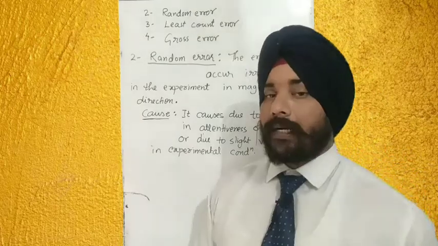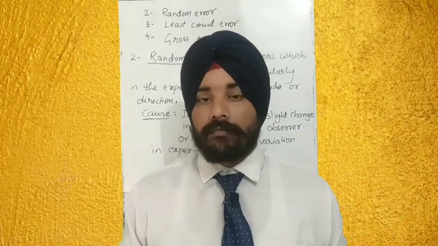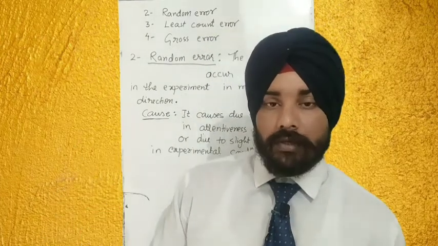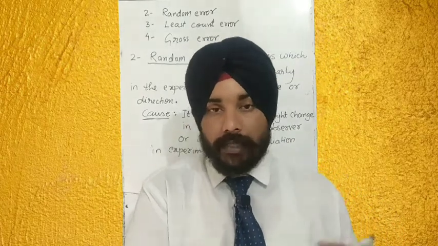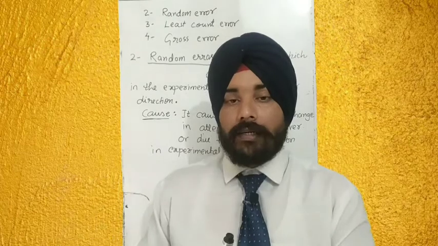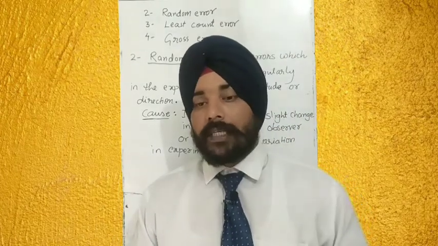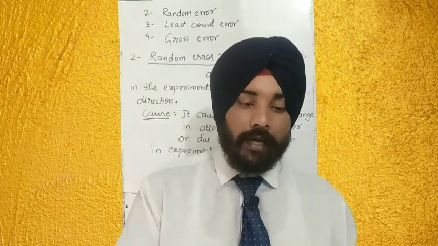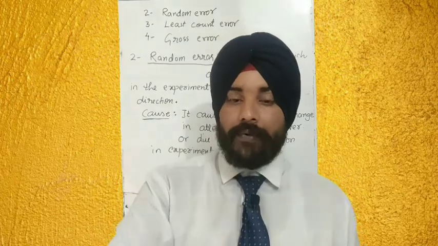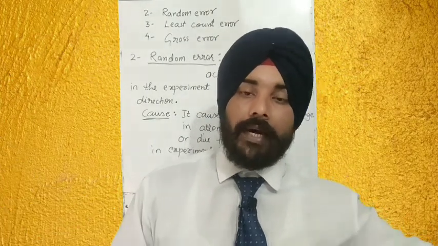Like you are doing some practical with electricity. Every time 220 volts will not come. Sometimes it will be 230 volts, sometimes it will be less also. Sometimes the current will increase, sometimes the current will decrease. So when there is a slight change in the experimental conditions, errors occur. When we are performing an experiment in the lab, we always face this problem. Sometimes the reading comes at 50, sometimes at 60, sometimes at 55.